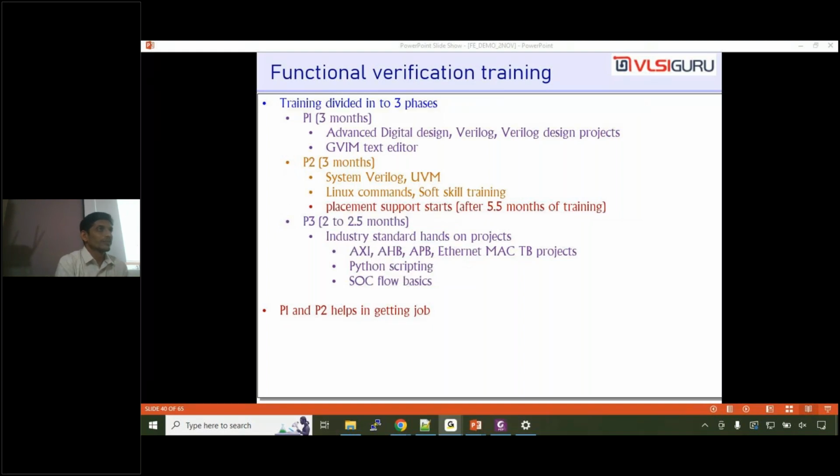Then why do we need to do phase 3 if getting a job is the purpose? Why do you need phase 3? You need it because in industry this is what you actually work on. You work on a project. So there you need to know how the project flow works, how to start from the project specification, everything. So phase 3 helps you perform in the job.